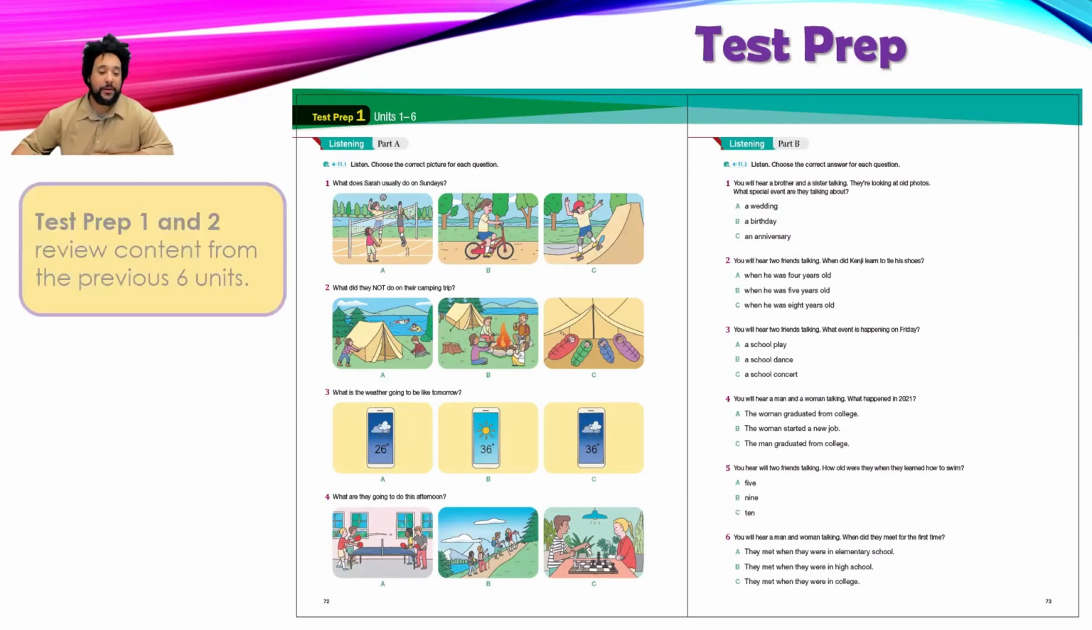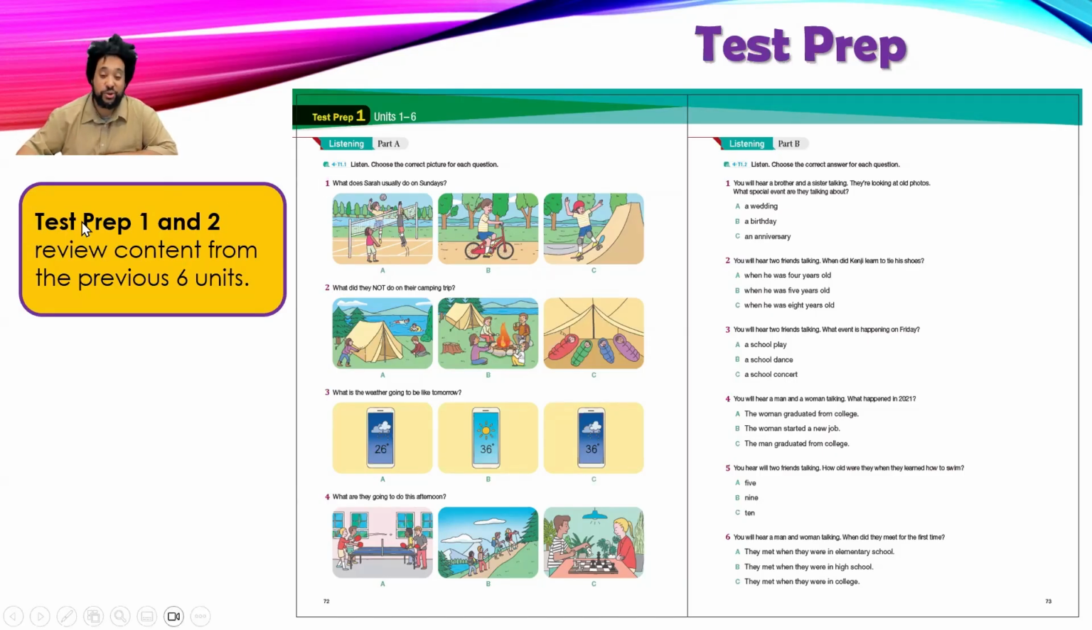Now, some of the other inclusions in the English Wave student book that are really useful and important are these test prep sections. You could treat them almost as a midterm and final kind of review or assessment. So they're practicing and reviewing the language and content that they've learned in the previous 6 units. So Test Prep 1 covers units 1 through 6. Test Prep 2 covers units 7 through 12.